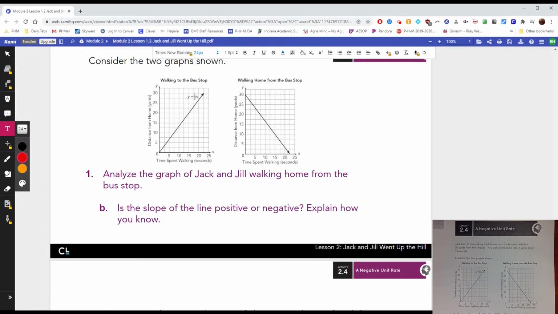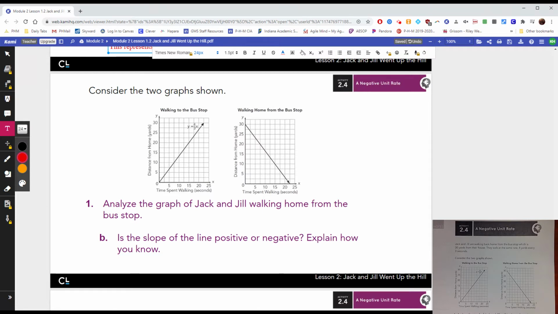Is the slope of the line positive or negative? So this was something that was introduced to us back in activity 2.2. Also, when they defined slope, if you need to, you can look back at those pages to help you answer this. Slope tells us the steepness and the direction that the line is going. So if the slope is positive, it moves up from left to right. If it's negative, it moves down. So this actually represents a positive slope. The one graph walking home from the bus stop represents a negative slope.